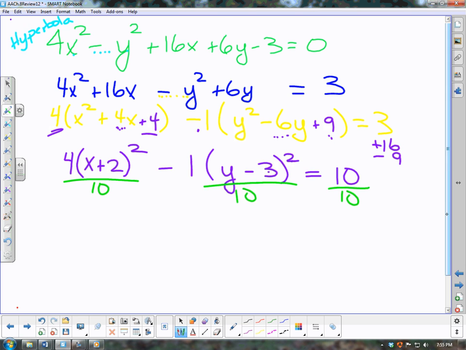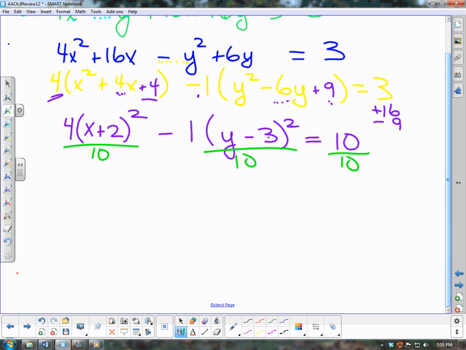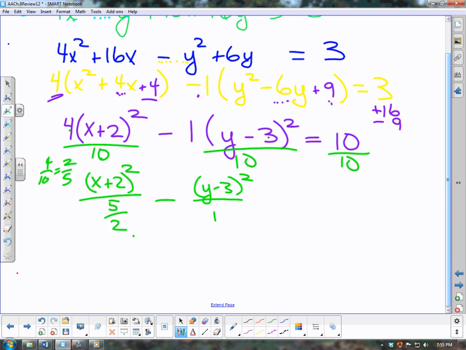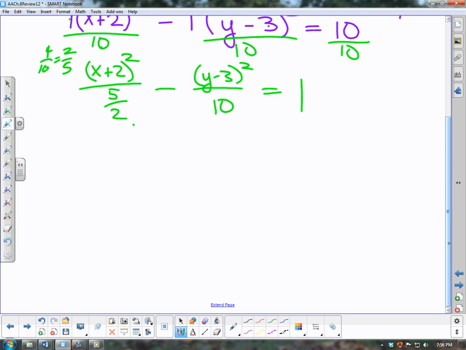And so now we have an equation that would be x plus 2 squared over 5 halves, because 4/10 is the same as 2/5. And then multiplying by 2/5 is the same as dividing by 5 halves, so that's why we put it over 5 halves, minus, and then y minus 3 squared over 10 equals 1. So now we can try to sketch this thing, and we should find A and B and C in this case.